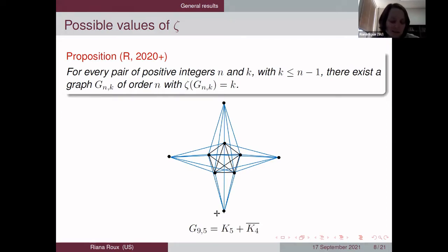What makes the structure nice as well is that you can show that there exists a sequence of graphs where the localization number goes from 1 to k, and the smaller one is a subgraph of the next one. So you can build up these graphs gradually and find one for each value between 1 and n-1.